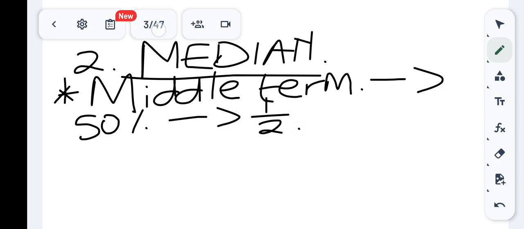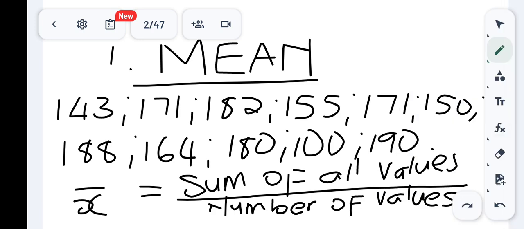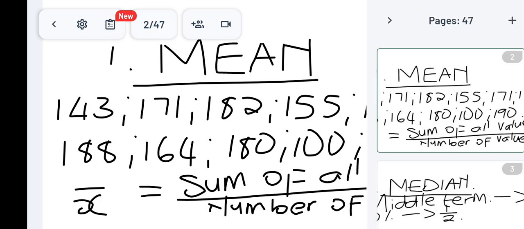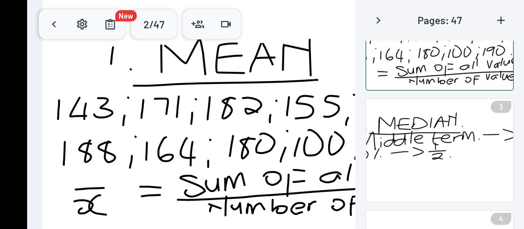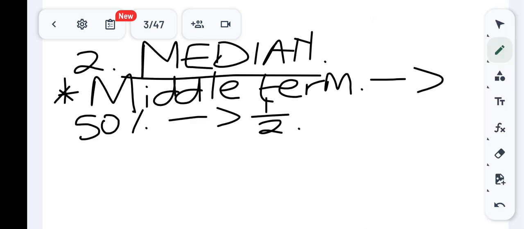With this example here, how can we try to find the median, the middle term? Firstly, you need to know how many values there are. We said we have 11 values. Then after finding the number of values, you need to be able to classify that number as an even number or an odd number. So what is an even number?